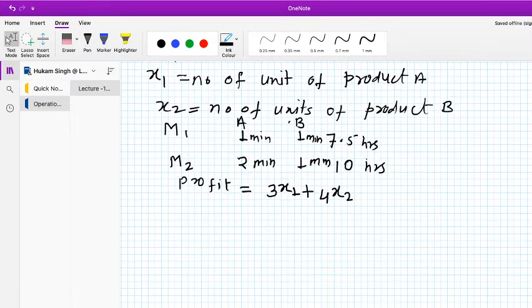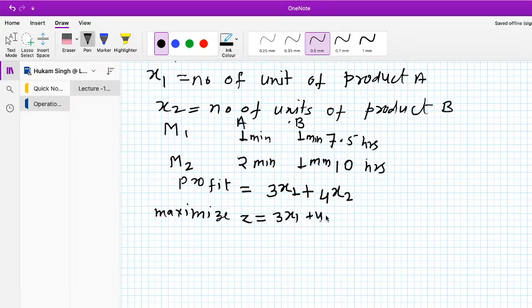Okay, our objective is to maximize it. So this is going to be maximize Z, which is our objective, 3x1 plus 4x2, that needs to be maximized, subject to the constraints. The constraints are the time on machine M1 and the time on machine M2.